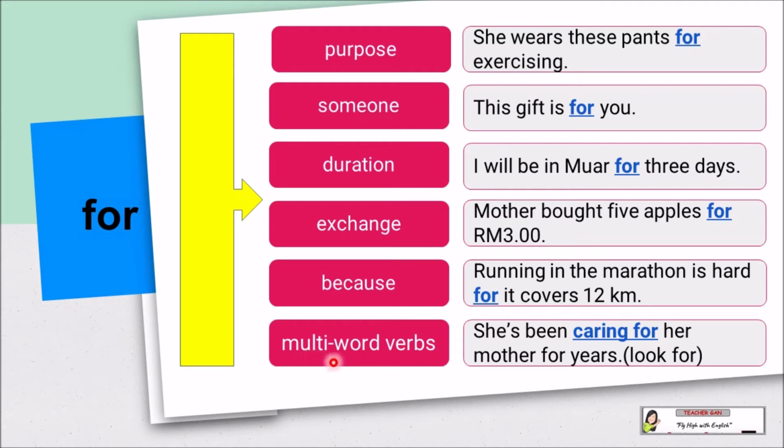Next one will be for multi-word verbs. For example, she has been caring for her mother for years. Or you can use multiple verbs such as look for. I have been looking for my book, for example.